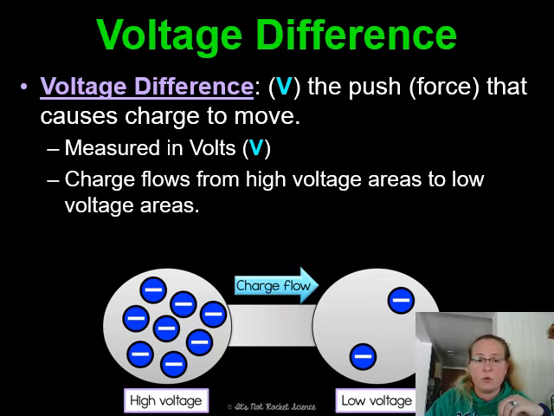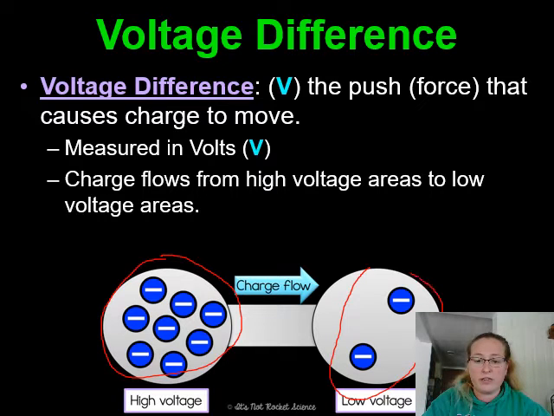We measure this in volts, and charge flows, as we just said, from high voltage areas to low voltage areas. So a high voltage area is an area where there are a lot of electrons. A low voltage area is an area that there are few. And so the voltage is the rate at which these are being pushed.